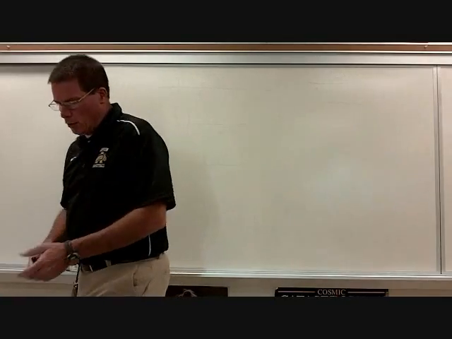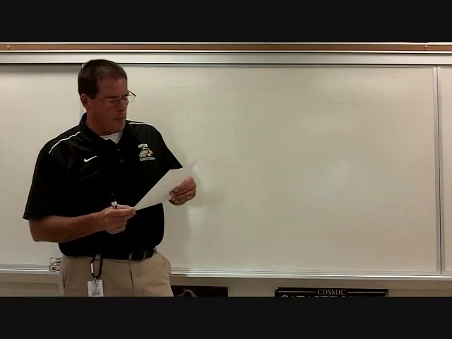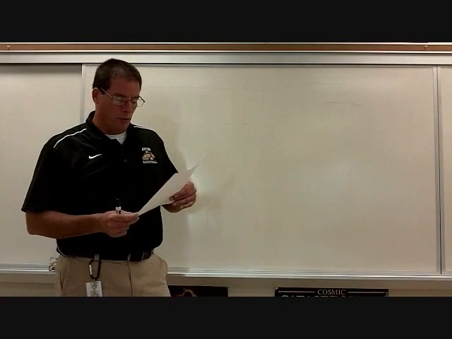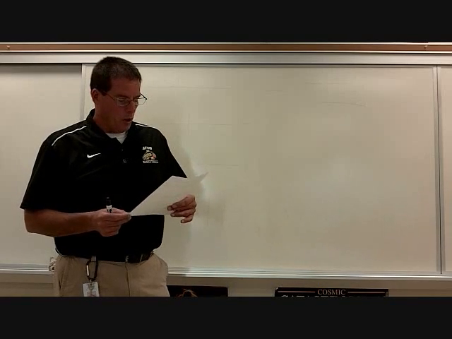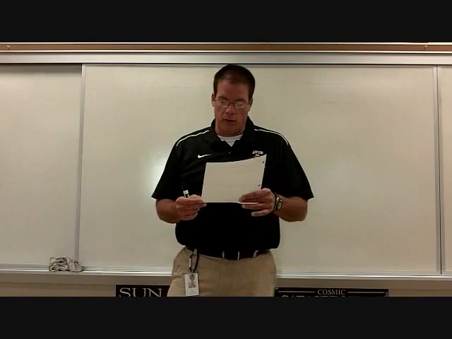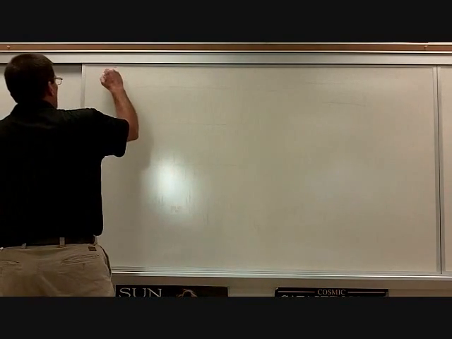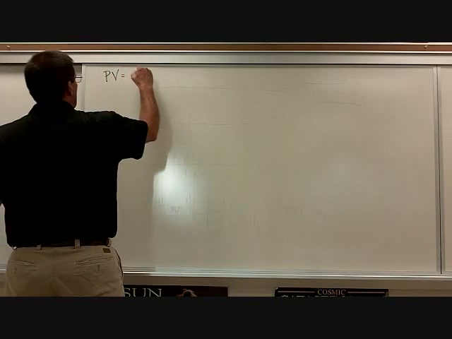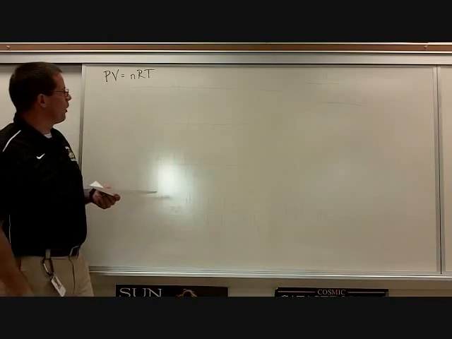All right, let's look at number 2. It says the volume of a balloon is 485 milliliters when filled with 0.0222 moles of helium at a temperature of 20 degrees. What is the pressure of the helium atoms that are exerting on the sides of the balloon? We've got a pressure, a volume, moles, and a temperature. So we get to use PV equals nRT here.